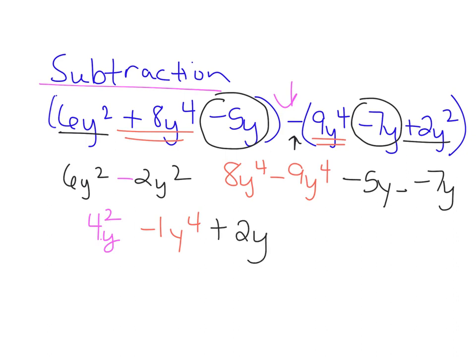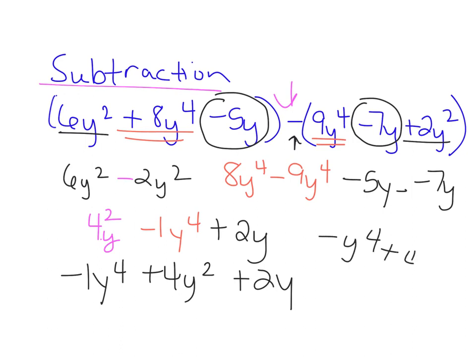Okay, did I get all my terms? Yes, I've underlined, I've circled everything. So is this in descending order or standard form? No. Y to the fourth has to come first. Then my y squared, and then my 2y. Now, again, I don't need to write the 1, so technically the best answer here is negative y to the fourth plus 4y squared plus 2y. There's my answer.